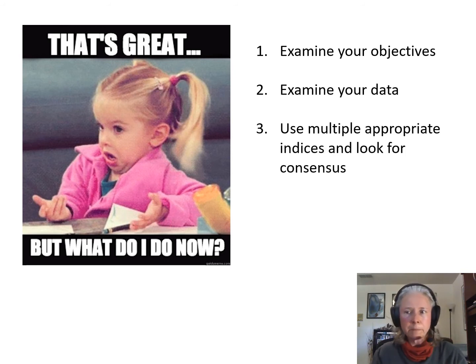And then finally, you should use multiple appropriate indices given your objectives and your data, and then look for consensus. If you get output from a particular metric that seems contrary to the consensus, then you should investigate that more. It's possible that your data violated the assumptions for that metric. And if your output doesn't have consistent trends, then that too warrants further investigation.